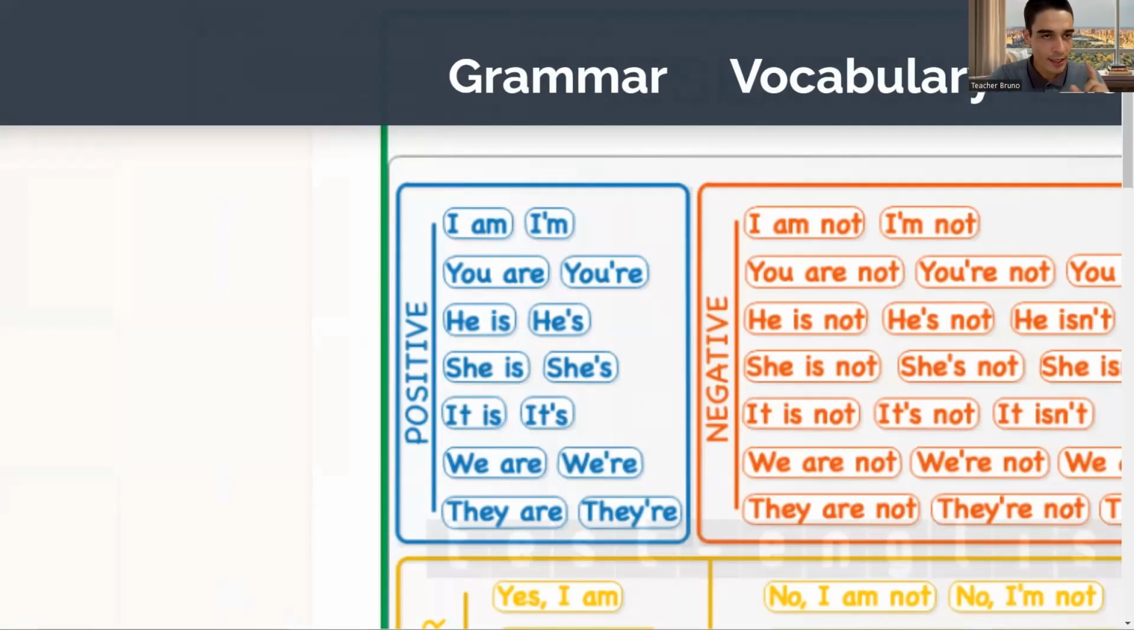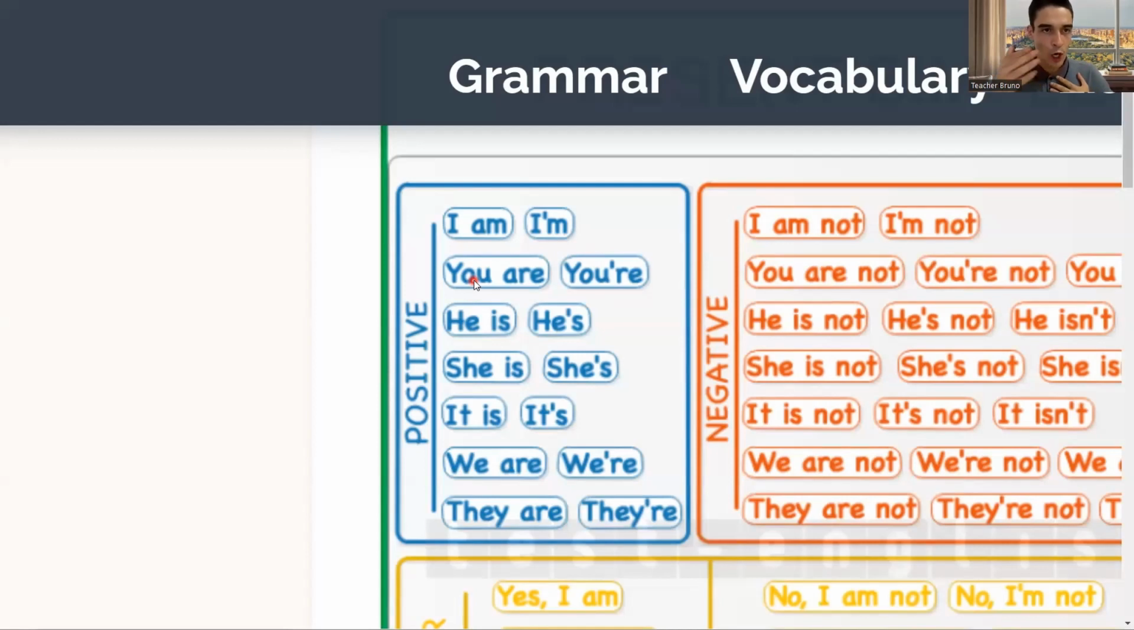Let's divide this in two parts, singular and plural. Let's not forget that you is used for singular and also for plural. So it depends on the context.